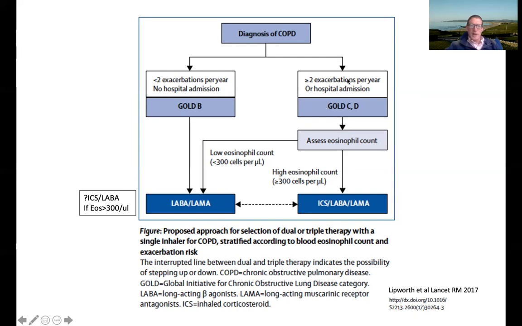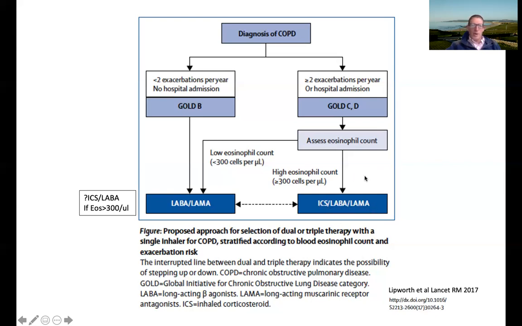So the first thing that you should assess is whether they're symptomatic and whether they exacerbate. And this is a definition of a frequent exacerbator. 2 or more exacerbations a year, or someone who's been in hospital with an exacerbation. You don't know this, it's just for information. So we would do a blood eosinophil count. If the eosinophil count's more than 300, then we would put them on a triple inhaler with ICS LABA-LAMA.